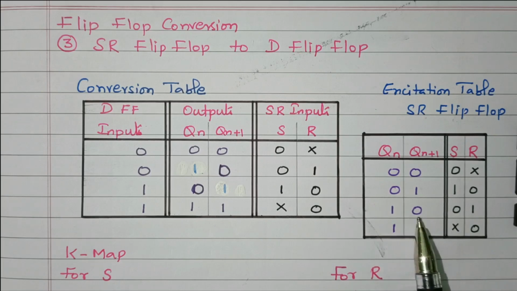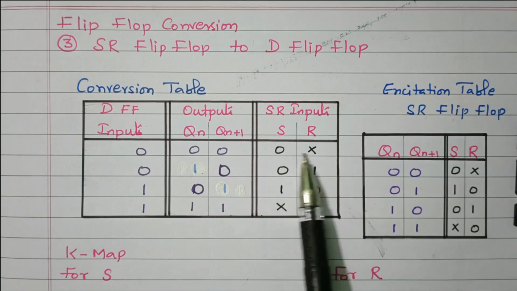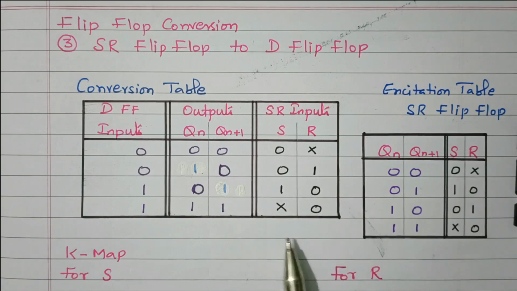Present state is 1 and next state is 0, meaning we need to give 0 1: S is 0, R is 1. Suppose both are 1, present state also 1 and next state also 1, meaning we need to give x and 0. S input is x, R input is 0. So based on this truth table we can fill this SR input.